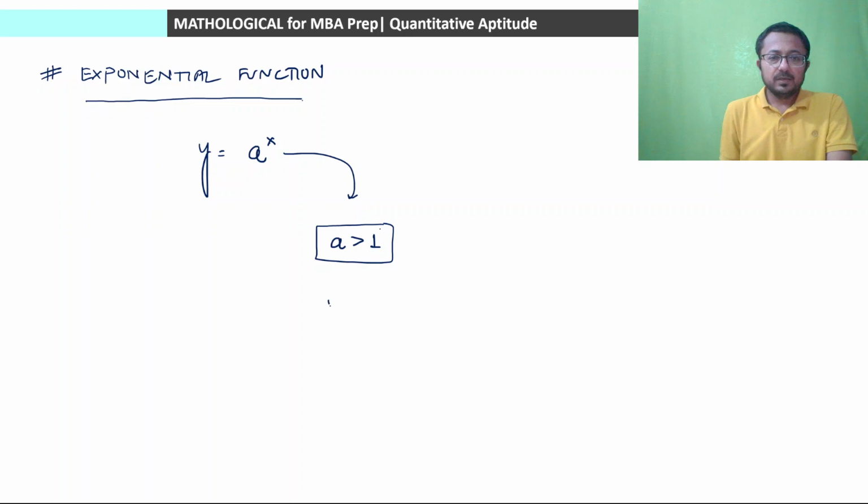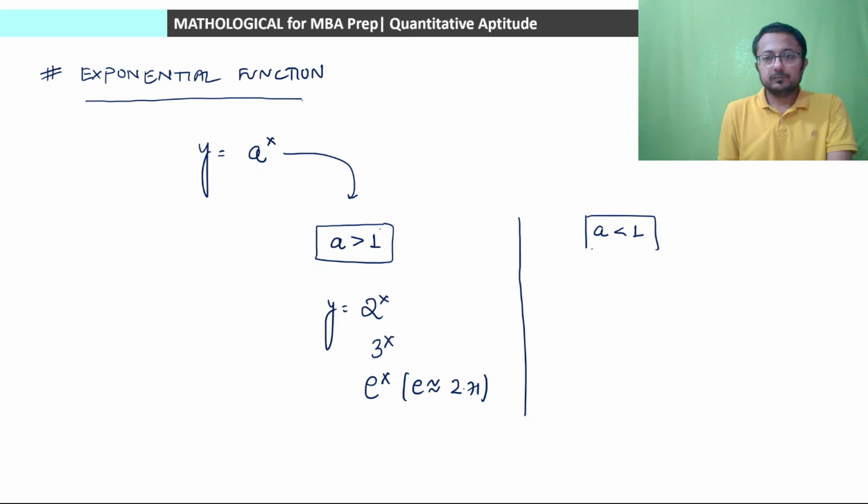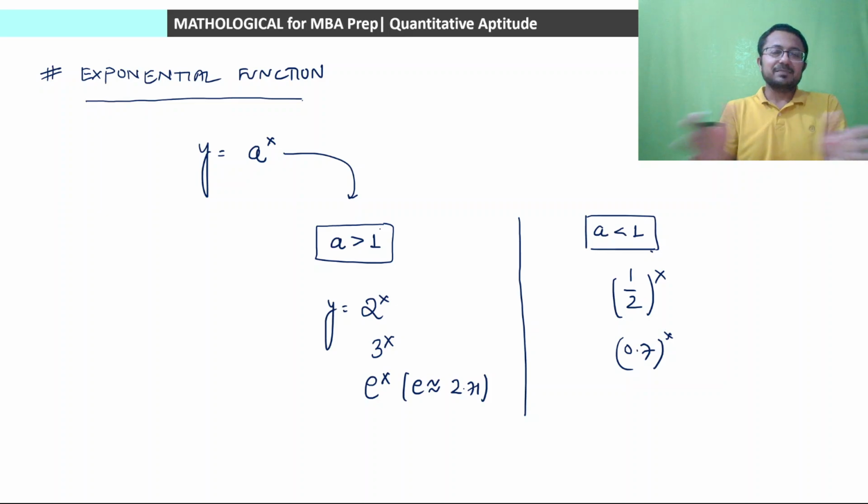For example, if y is equal to 2 to the power x or 3 to the power x, or maybe e to the power x, where e is approximately 2.7. Any value of a that is greater than 1, or second scenario will be when value of a is less than 1. For example, 1 by 2 to the power x, 0.7 to the power x, etc. Anything can be the value less than 1. So in both cases the graph will be different.